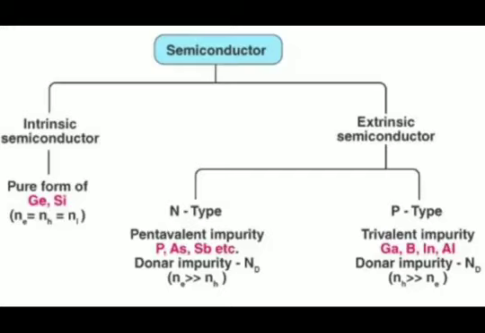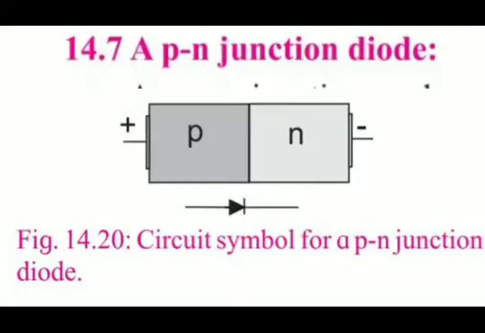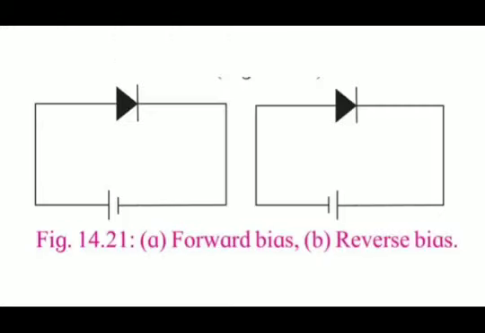Further, this extrinsic semiconductor is classified into two categories, that is N type and P type, where N stands for negative type and P stands for positive type. Then further, I had explained to you the p-n junction, then the p-n junction diode, and we had seen the symbol of this diode, where the base part of the triangle is the positive and this is the negative terminal of the p-n junction diode.